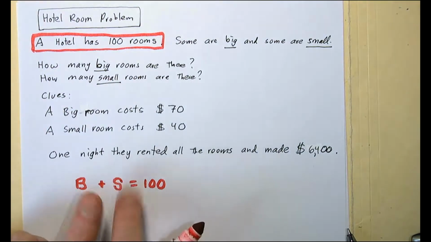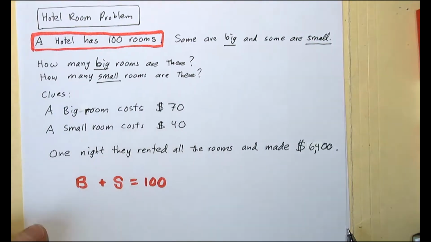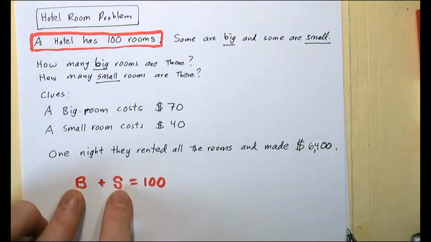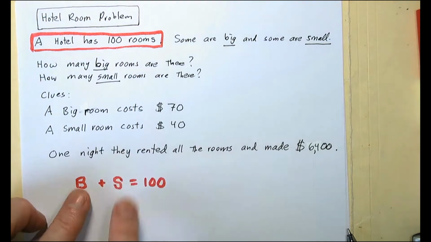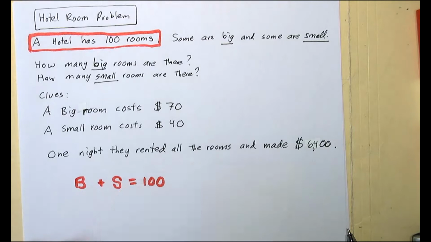Is it 50 and 50? Is it 100 and 0? That would be kind of silly. It can't be a negative number because there's no such thing as a negative amount of rooms, nor could they have a fraction amount of rooms. You know, maybe it's 90 plus 10. Maybe it's 99 plus 1.